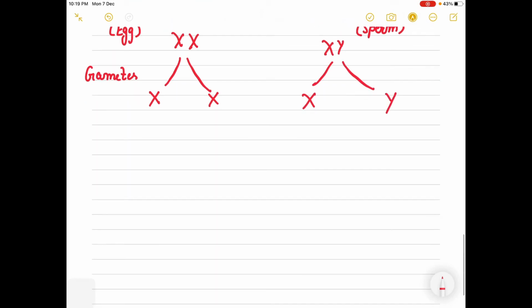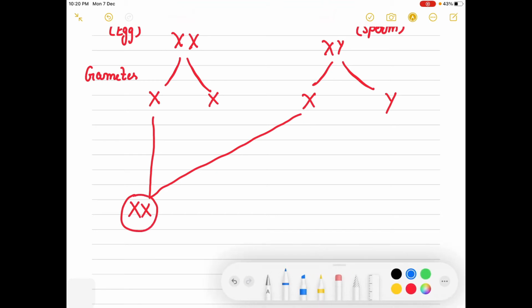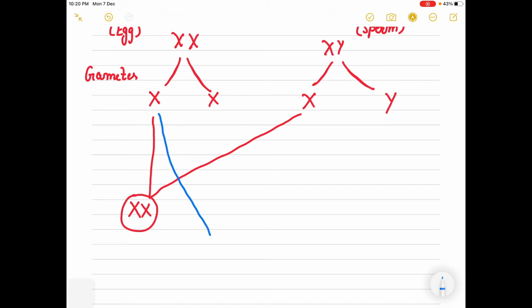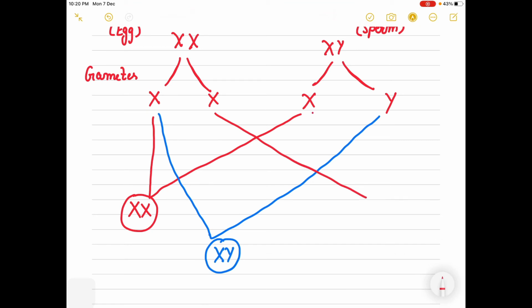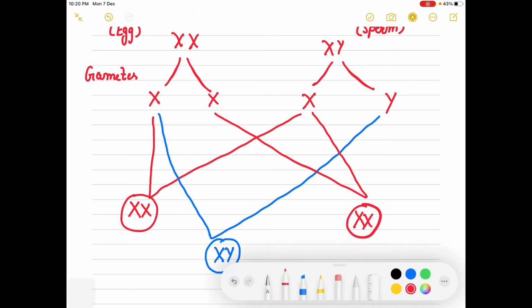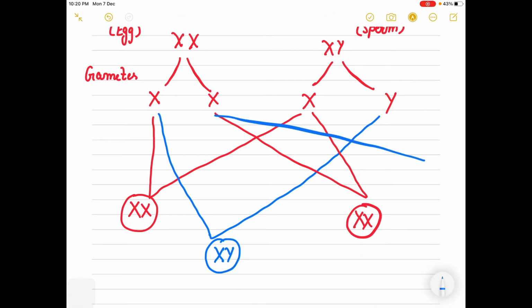Now when you fuse them, I'm using the red color only for the X. This X will fuse with this X, and the baby will be a girl. Now this same X will fuse with this Y, and the baby will be a boy. Now come to the second X. This X fuses with the same X, and this will be a girl. And if this X fuses with the Y, the baby will be a boy.